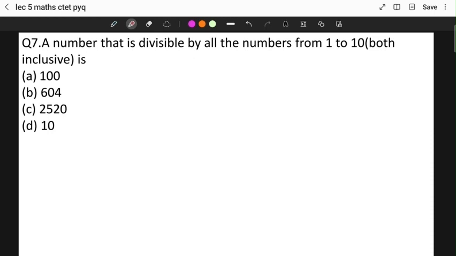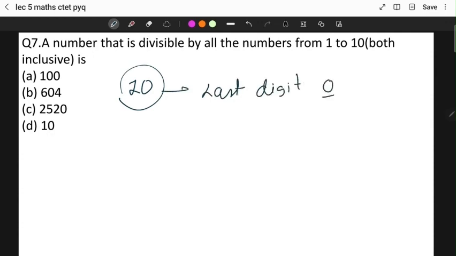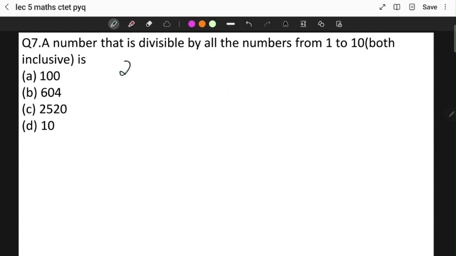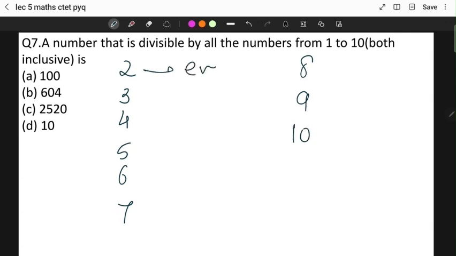Okay, so if we go option wise, to check whether a given number is divisible by 10 or not, we have to simply check the last digit. If the last digit is 0, then the number is divisible by 10, we know. We know the divisibility tests of 2, 3, 4, 5, 6, 7, 8, 9, 10. What is the divisibility test of 2? The last digit should be an even number.